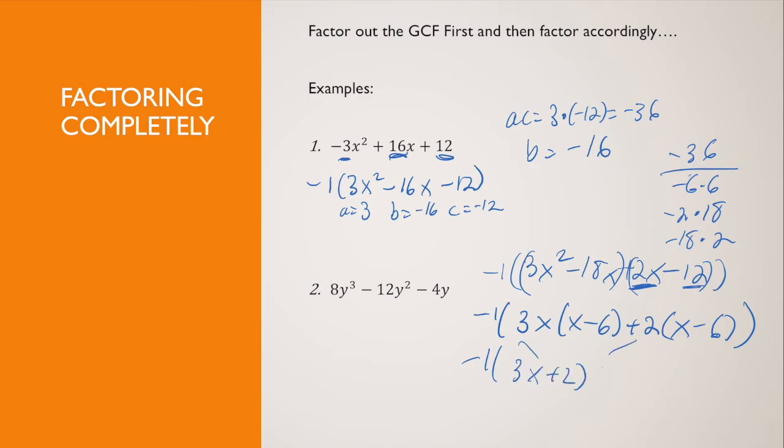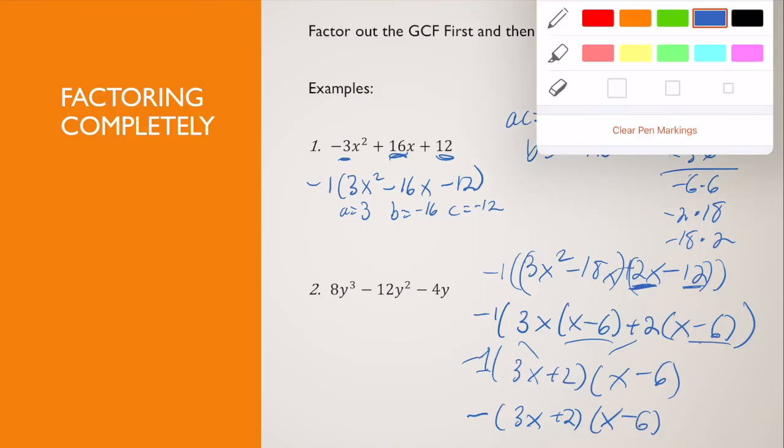So this fully factors to negative, and we could drop that leading coefficient of 1. We don't really use leading coefficients of 1. So it's 3x plus 2 times x minus 6. And if we were to FOIL this out, we would get back to our original answer. We clear our work and we'll take a look at problem 2.